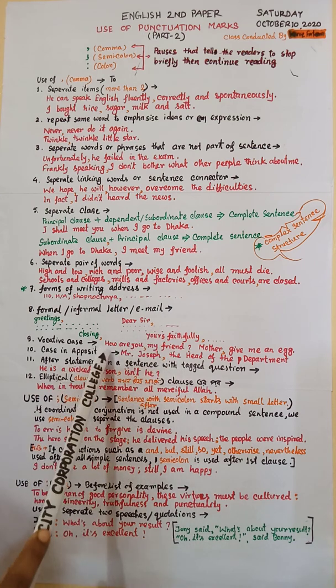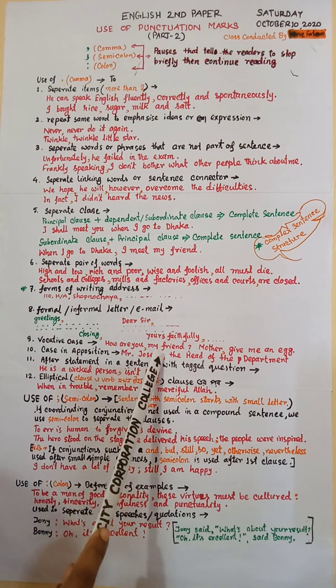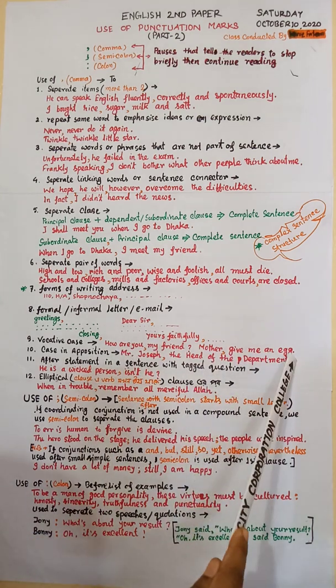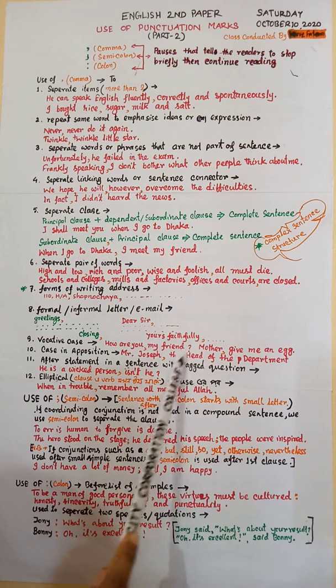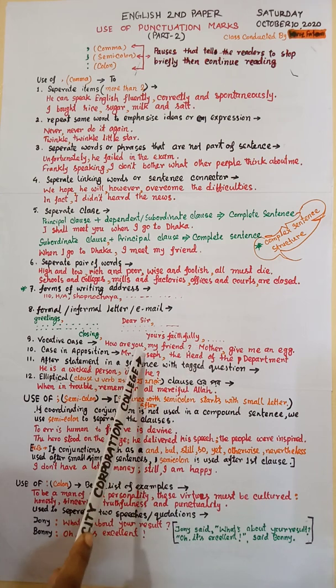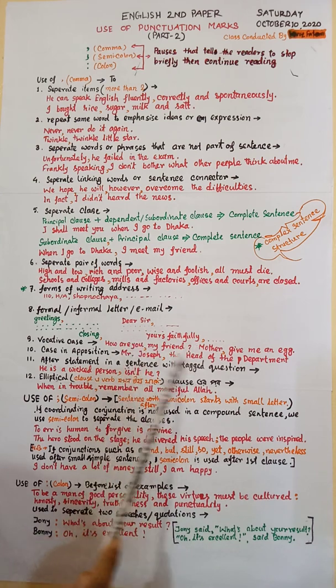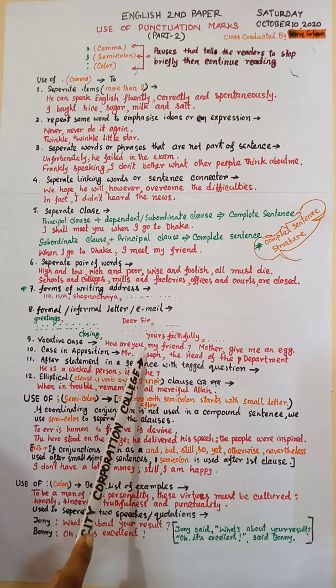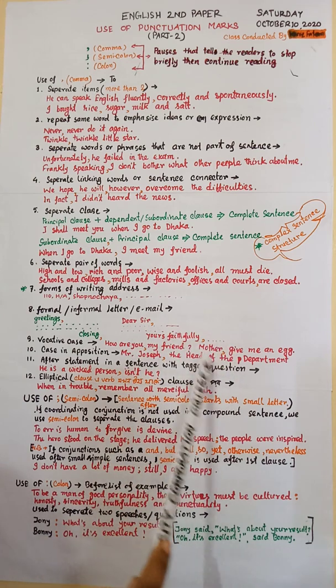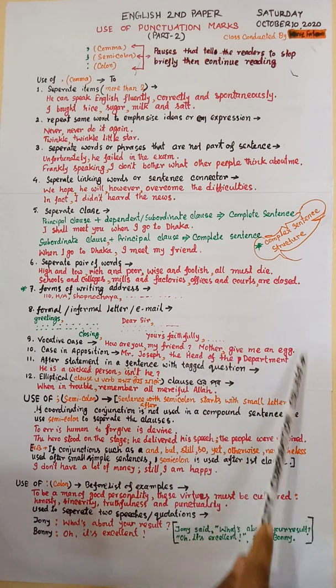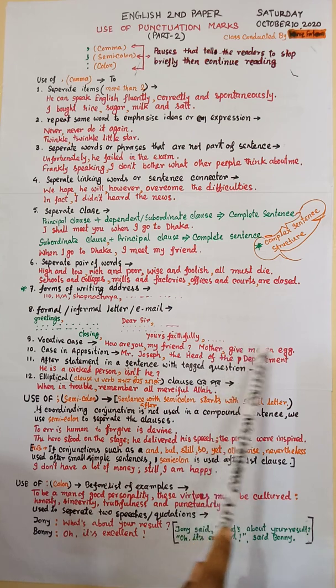Number 9, vocative case. Look at the example. How are you, my friend? Mother, give me an egg. Look, when we use the vocative case at the end of the sentence, we have to insert a comma before the address. And if we use the address at the beginning of the sentence, then we have to insert a comma after the address before writing the sentence. That's: Mother, comma, give me an egg.